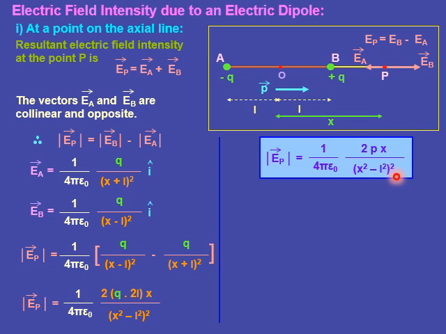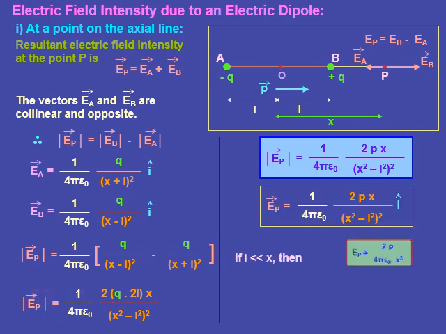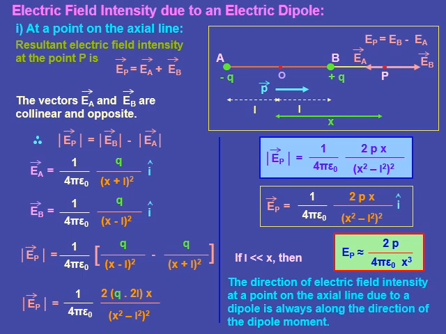If we consider the dipole to be short or the point of observation to be far, that means point P is very far or the dipole is very short, then the distance x will be larger with respect to L. So L square can be neglected. So it will be approximately equal to 2p over 4 pi epsilon naught x cube, because L square will be neglected and that gives x to the power 4, and 2px upon x to the power 4 gives x to the power 3.